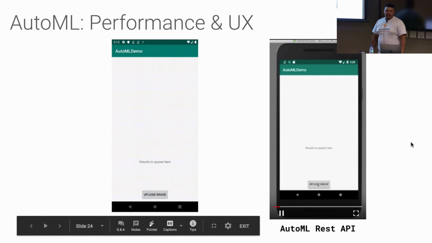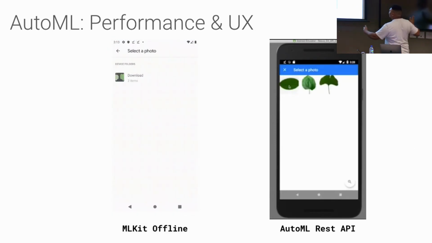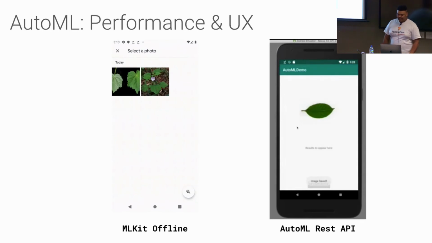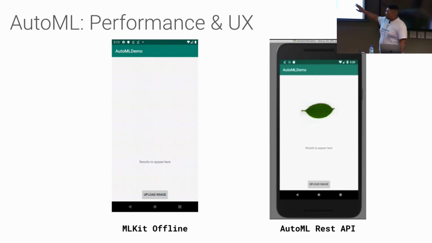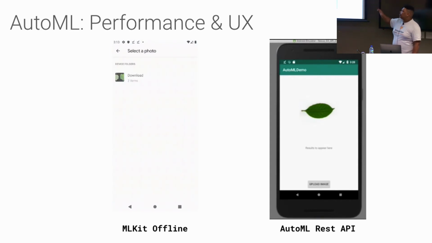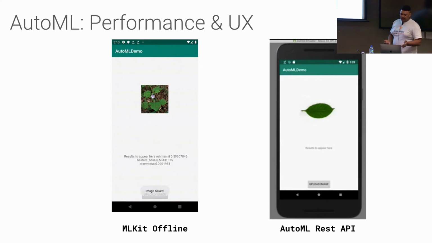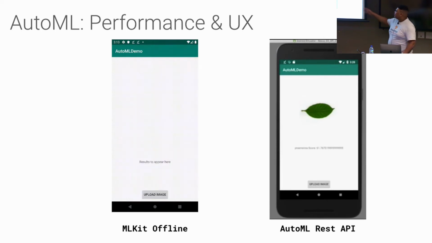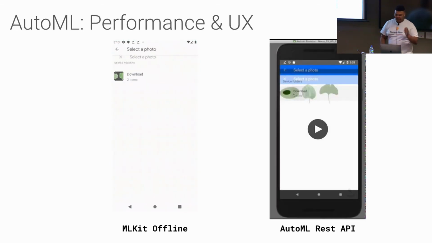Cool. So what I'm trying to show here is that on the right-hand side is the AutoML REST API. And you can see I clicked, this is all real time, I clicked on upload image, and now it's going to go and find it in the cloud somewhere, versus the other side, which is an offline model. And you can see how fast it actually predicts the specific thing. And it finally came back with the result over there to say, hey, this is like 51%.